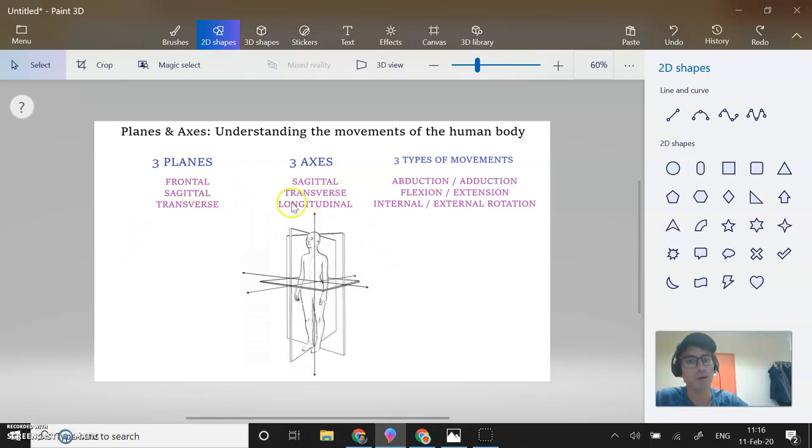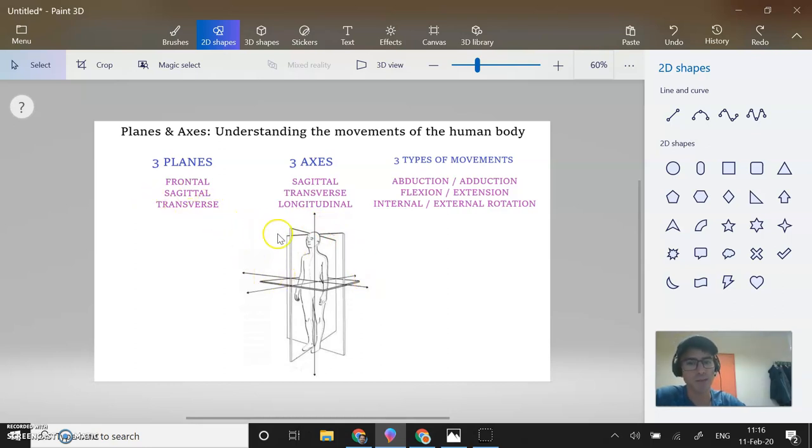Then we have the sagittal plane, which is like the sagittal axis, but now we have a whole plane. So if for whatever reason, instead of going through the door frame, I was hitting that door with my head, that will be the sagittal axis. And it split the body left and right.